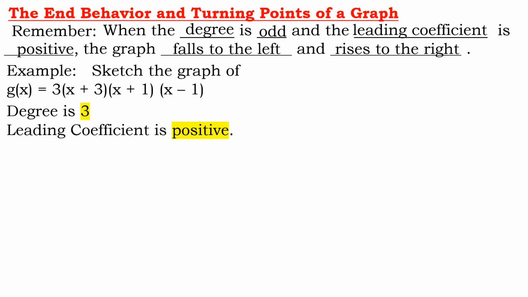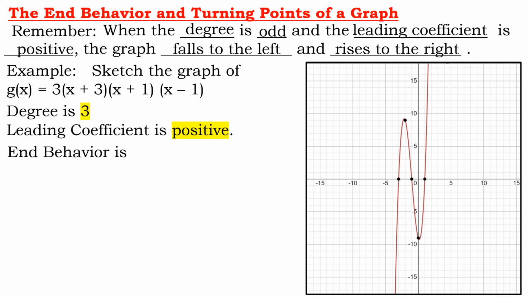So, ang sabi dito, ang end behavior niya, kung ang degree ay odd number at ang kanyang leading coefficient ay positive, ang behavior ng graph, it will fall to the left and rises to the right. Yun ang kanyang end behavior. Tingnan natin, ito yung graph niya. So, it falls to the left and rises to the right.